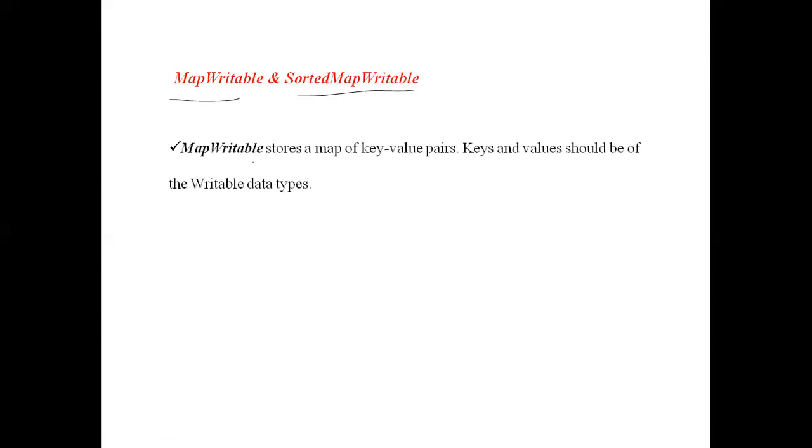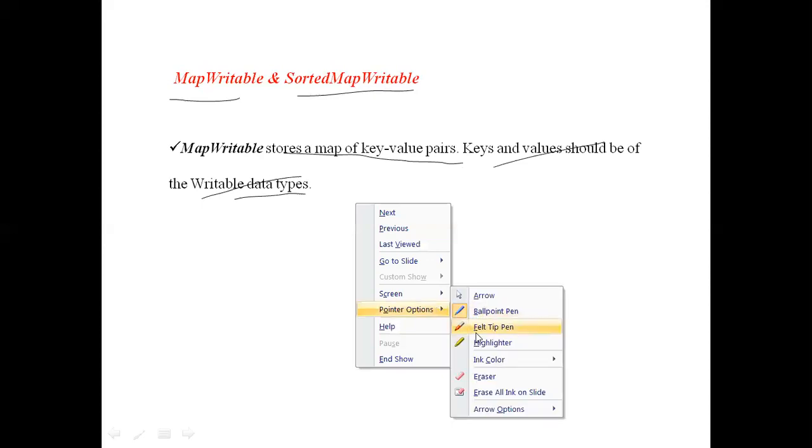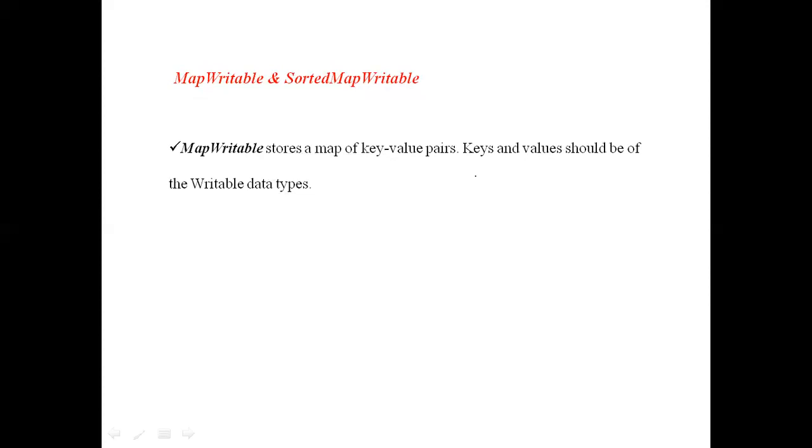Map writable stores a map of key comma value pairs. Keys and values must be of writable data types, that means they must belong to the Hadoop data types, such as int writable, float writable, double writable, or text. The values must not belong to the Java primitives; they must belong to the Hadoop writable values only.